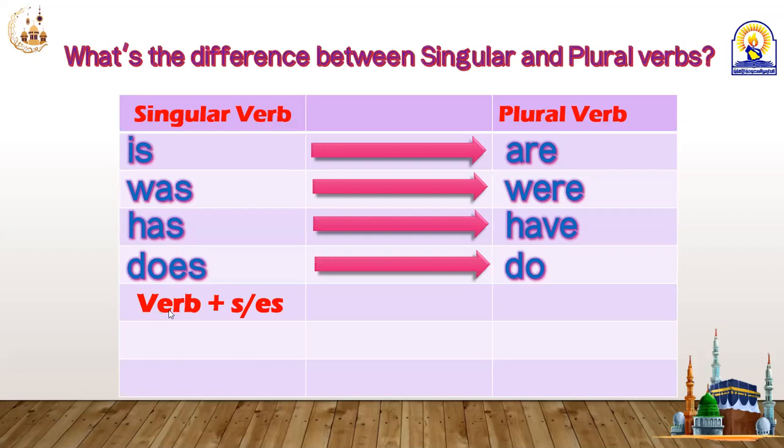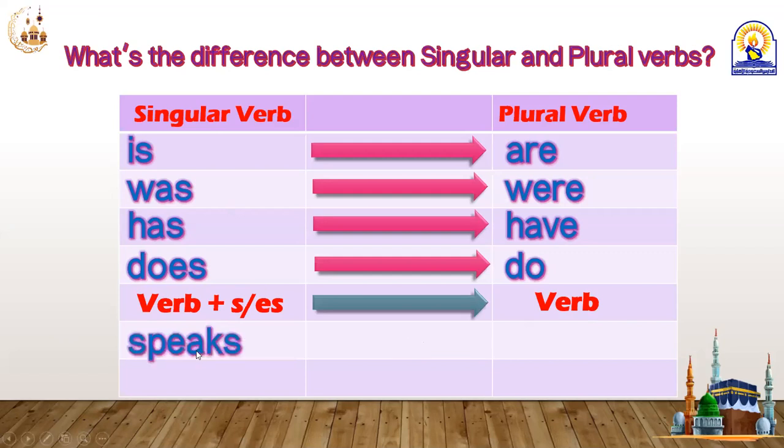Be careful, guys. A verb plus s or es means it's a singular verb, and we can use it after he, after she, after it. But the plural of this verb is the verb without s. For example, speaks. This is singular, not plural, guys. Speak plus s, speaks. He speaks, she speaks. The plural, speak: we speak, they speak, you speak.